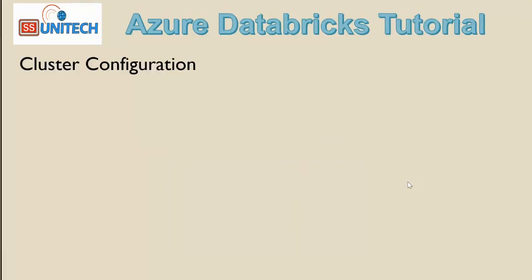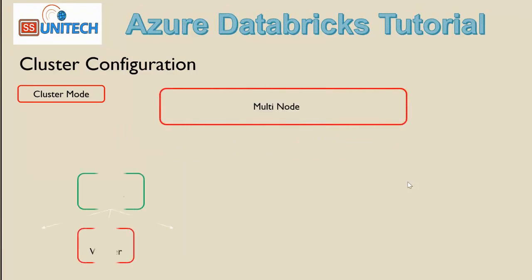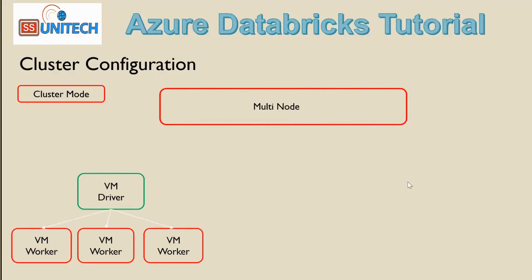So let's get started. Inside the cluster configuration, the first thing is the cluster mode. Cluster mode has two types. First is the multi-node and second is the single node. Let's discuss the multi-node first. Inside the multi-node, it will have the driver node as well as the worker node. Whenever we receive any request, the driver node will distribute the task to the worker nodes. The task will be divided in parallel across multiple worker nodes, and worker nodes can be created as per the need. So the driver node will take care of all of this.